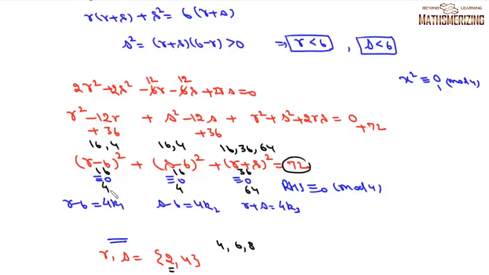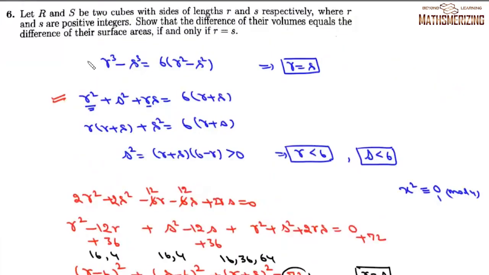But if we choose 16 or 4, again we'll end up getting this condition that r equals s. So this equation is true if and only if r equals s.